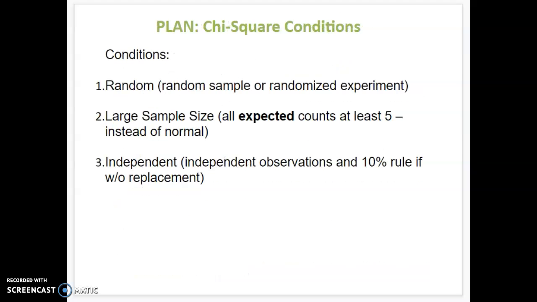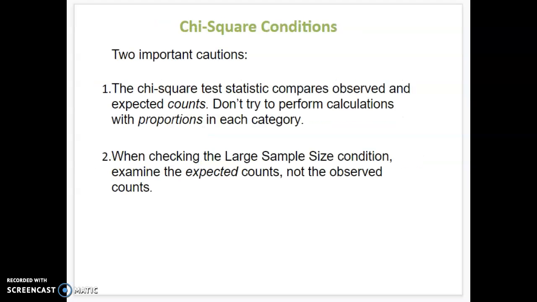So plan steps, state, plan, conclude. Plan, very similar to what we had before. We still want it to be random, either sample or experiment. We call it large sample size so that it's all encompassing with the chi-squared. And again, that deals with expected counts, and then independent as we have always known it. Expected counts are pretty easy to find. We'll deal with those particulars. Goodness of fit is by far the easiest one. And then it's just kind of tedious, but the homogeneity and association are done the same way.